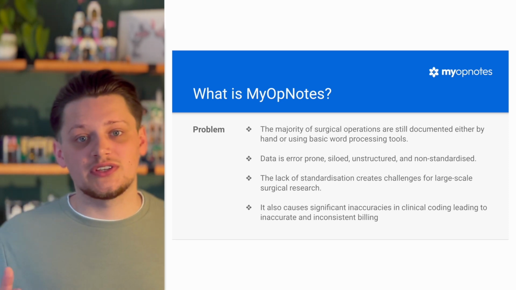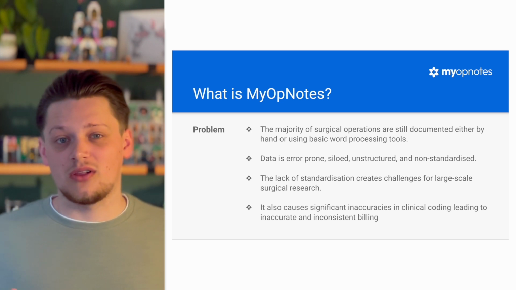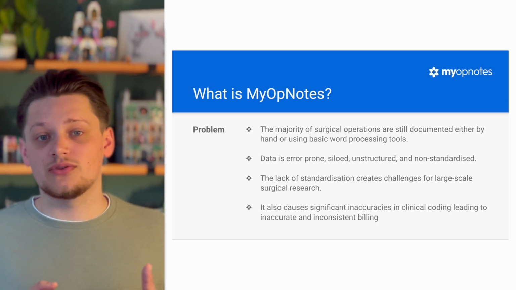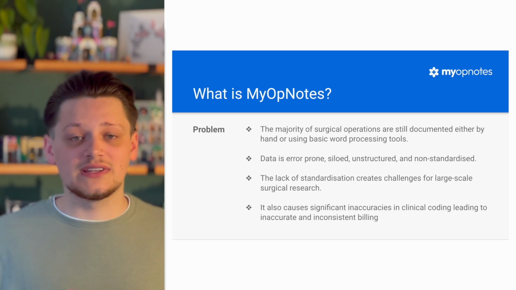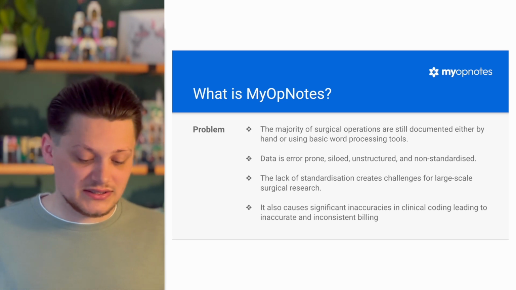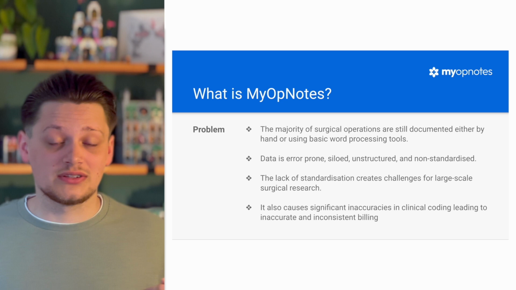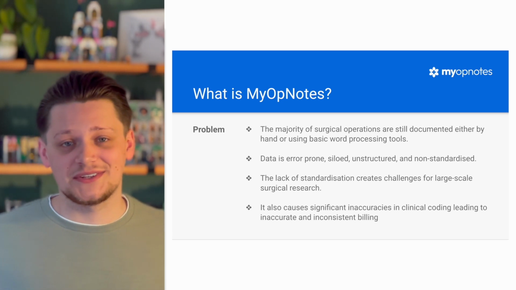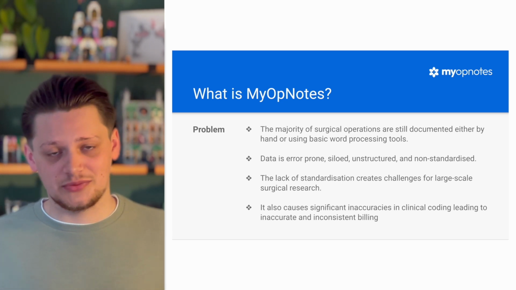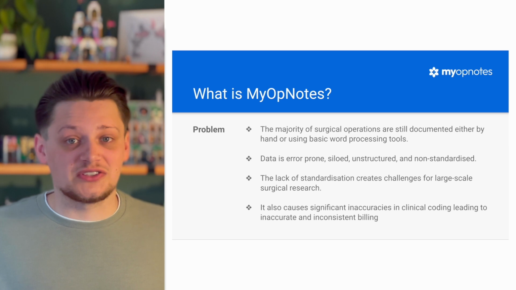But because these operation notes tend to miss out a lot of core details, these codes are wildly inaccurate and can often lead to significant inconsistent billing and inaccurate billing that usually takes a long time to process due to the manual nature of someone having to go through and read it, someone having to check that that's right. We need to solve these problems.